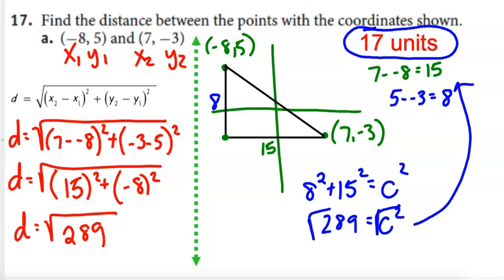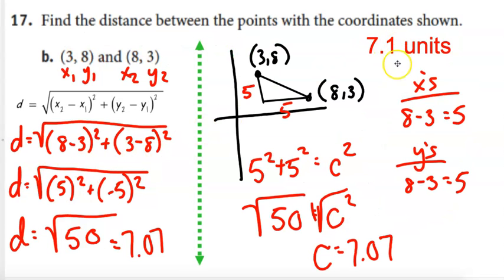Let's take a look at 17b. So on 17b, the answer was 17.07, or 17.1 if you rounded. So here's the algebraic method. Wasn't too bad over here. Just make sure you're subtracting. For the graphing method, again, you would subtract your x values. So 8 minus 3 is 5 units long. So that's the horizontal units. Again, 8 minus 3 is 5 units long. So that was the vertical as well. 5 squared plus 5 squared, 25 plus 25 is 50. So the answer is the square root of 50, or again, 17.1 or 17.07.